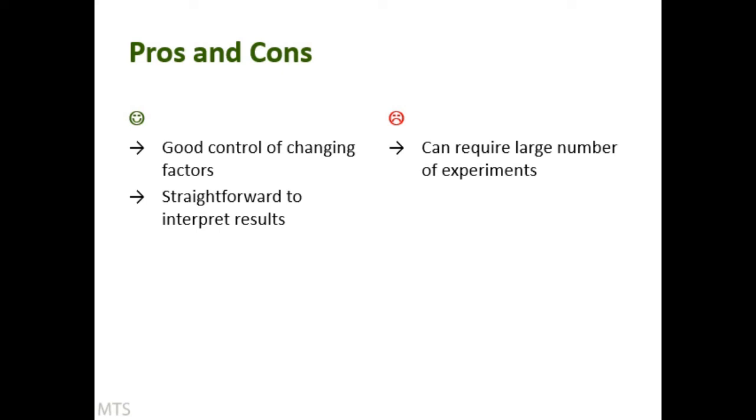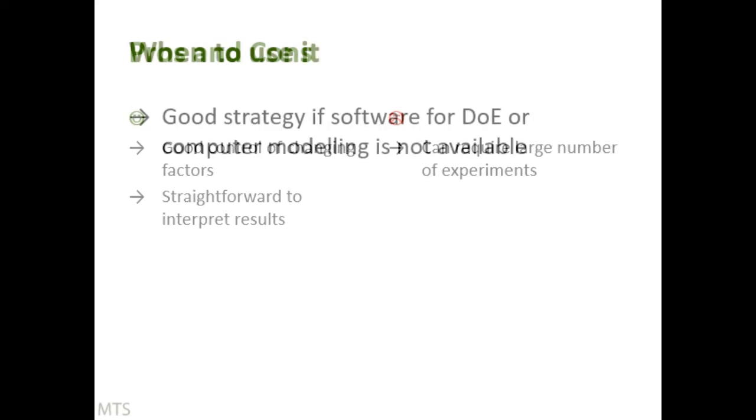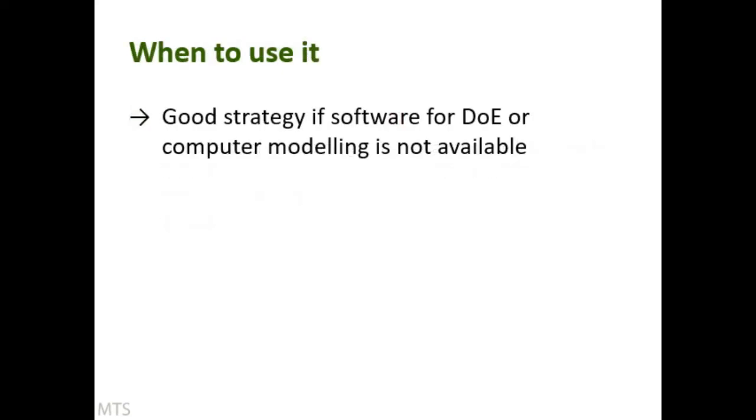So when to use it? I think if you don't have DOE or the next thing I'm going to show you, computer modeling, then it probably is the best thing that you can use. But if you did have computer modeling, that's probably an easier way to optimize a method. Or if you want to use DOE, that's probably an easier way too.